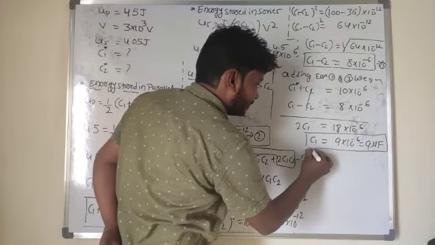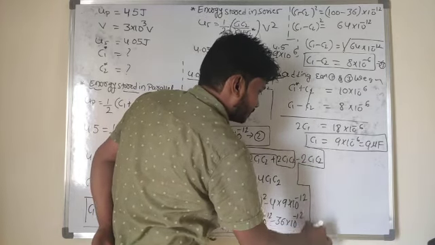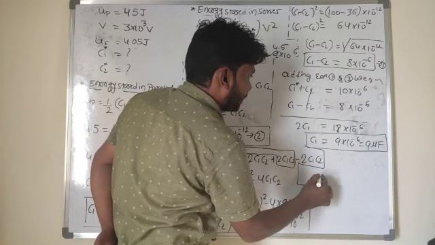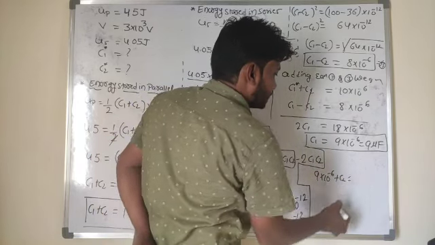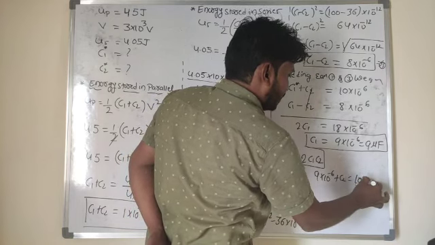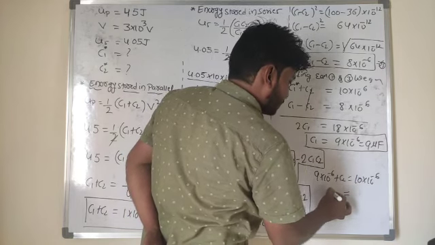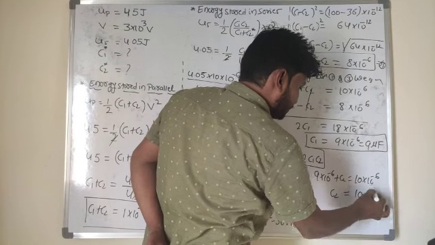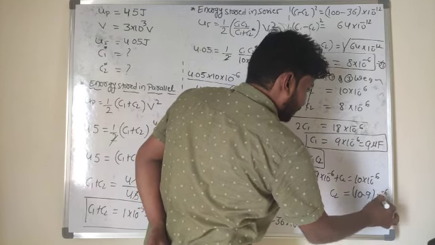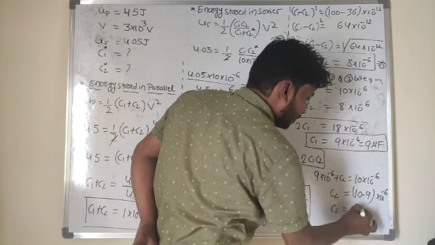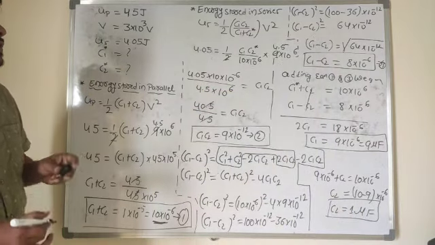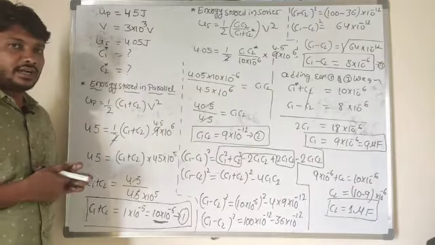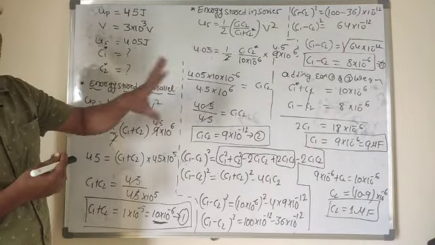So look here. C1 is equal to 9 microfarad. So 9 into 10 to the power of minus 6 plus C2 is equal to 10 into 10 to the power of minus 6. So C2 is equal to 10 minus 9, into 10 to the power of minus 6. So C2 is equal to what? 1 microfarad. So what is that C2 value here? C2 value is 1 microfarad. So this is the way to calculate the individual capacitance.